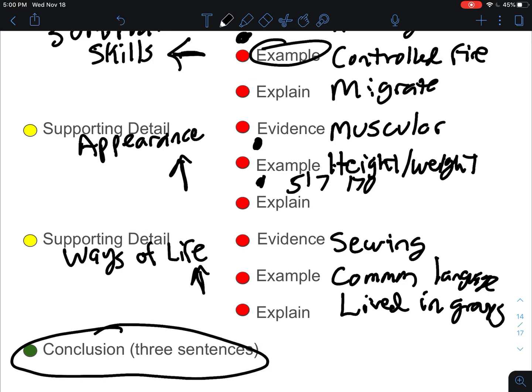So before I let you go, I'm going to ask you a super, super hard question that's very important about this whole writing process. And then after you answer the question, you can let the video end.